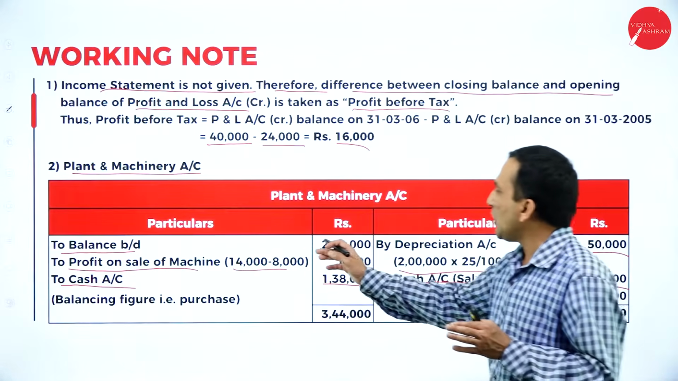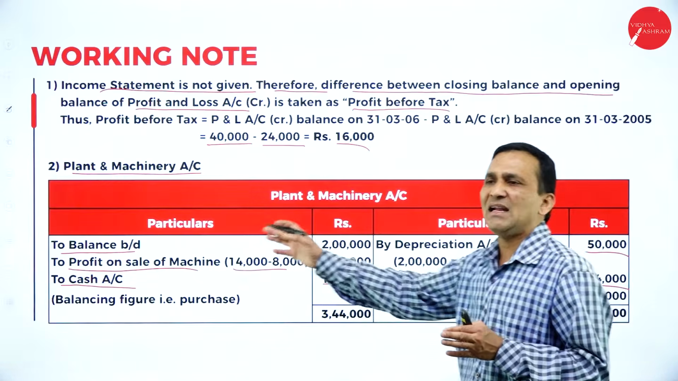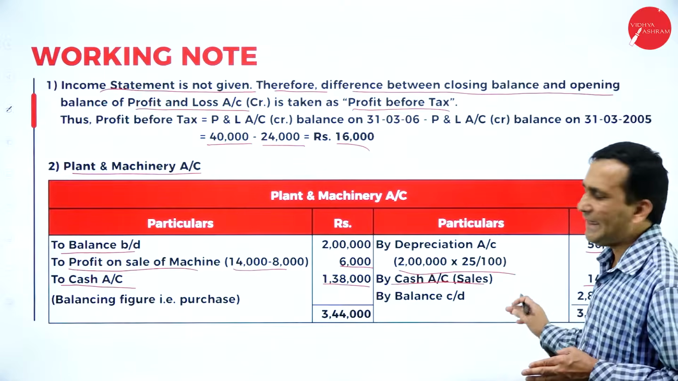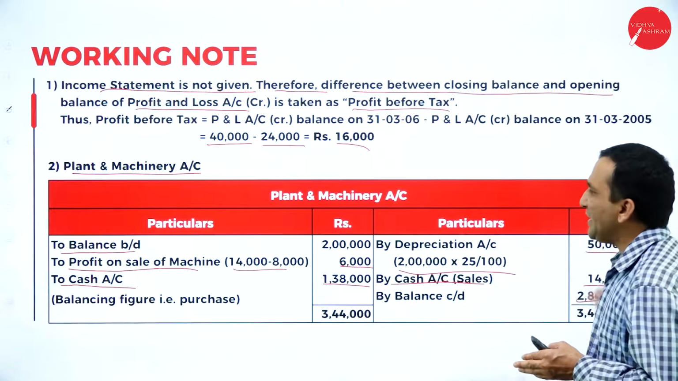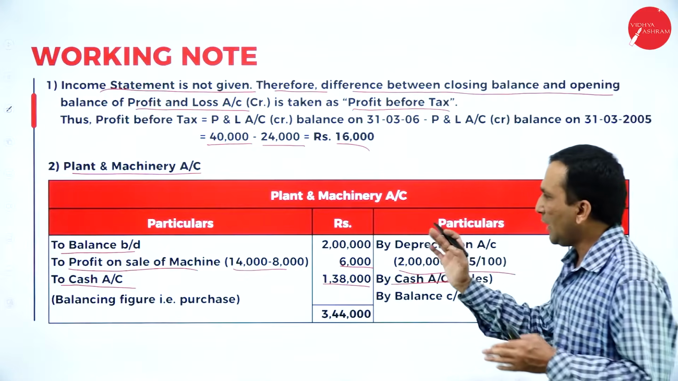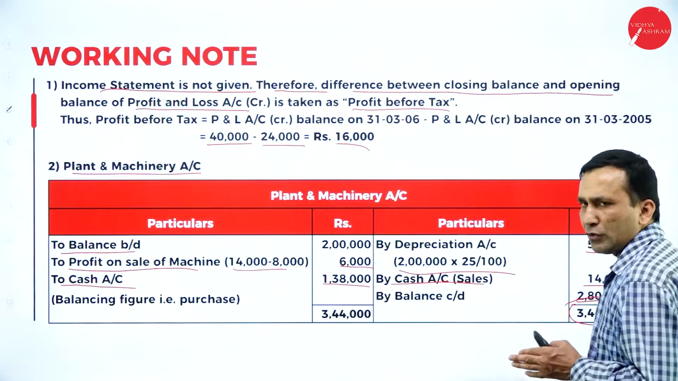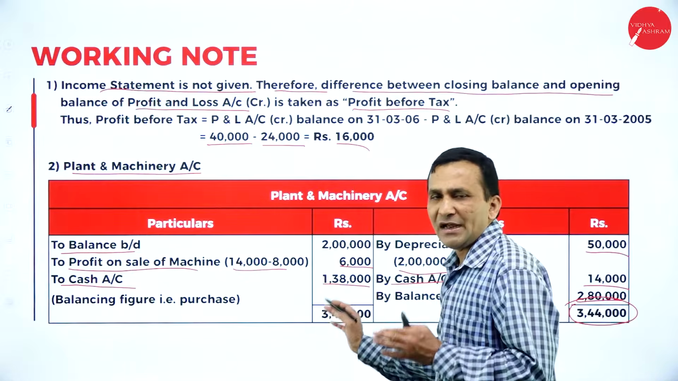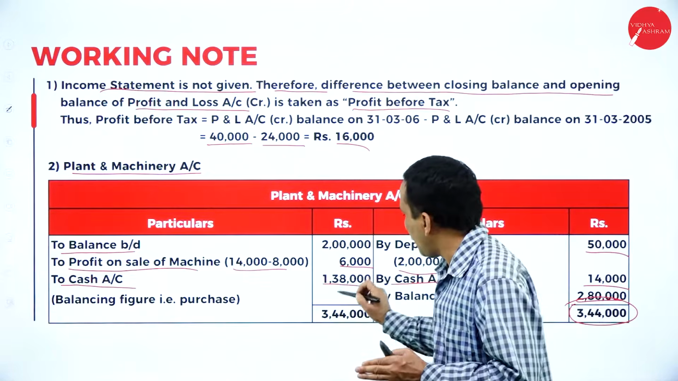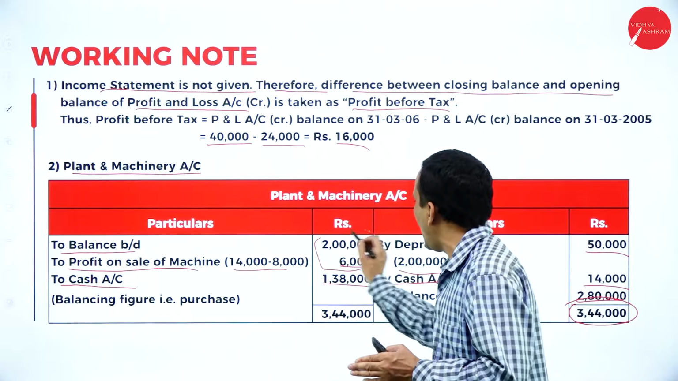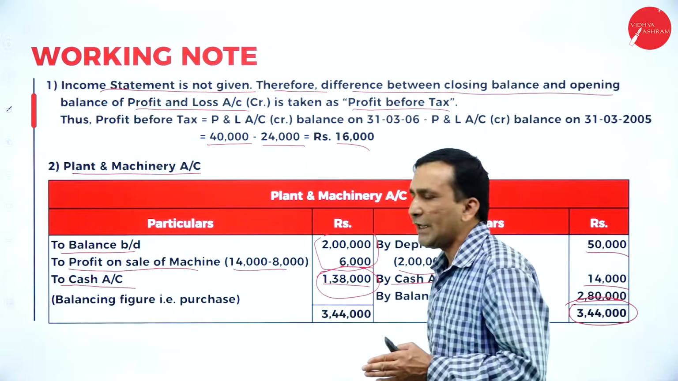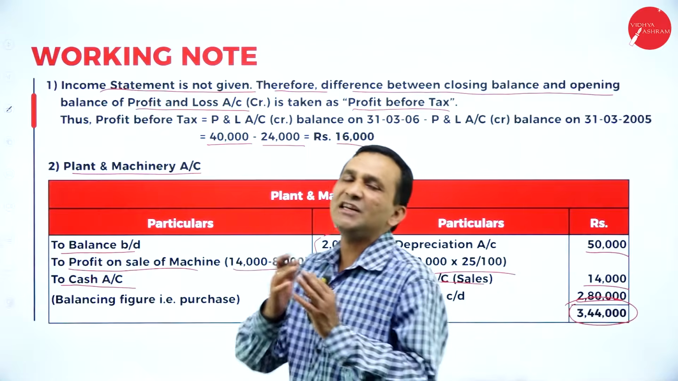The balance brought down, when you are writing on the debit side, the balance carried down you need to show on the credit side, 2,80,000. Which side is more, debit or credit? The credit item, you are getting 3,44,000. 3,44,000, I am just copying the opposite. So from this you need to subtract these two items. The difference is 1,38,000, which is nothing but the additional purchase.